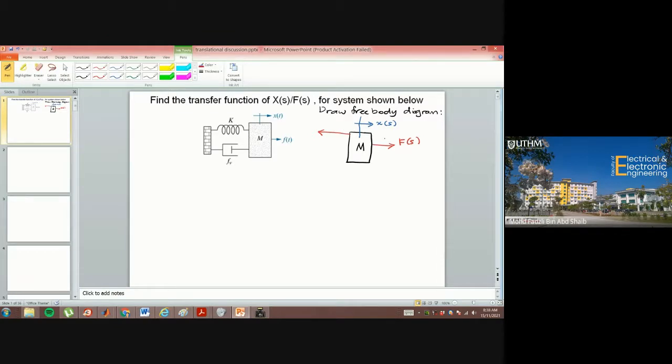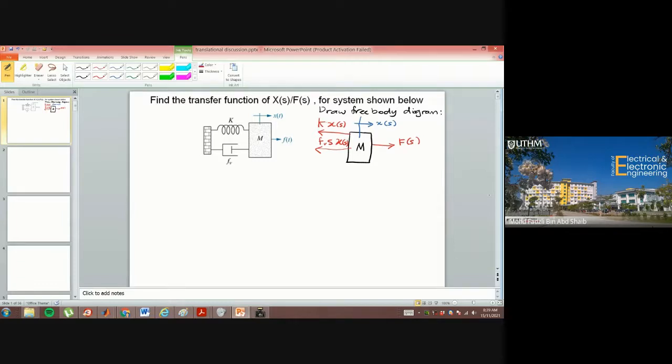Everything we need to times with direction. We times with XS, except the force; the force we do not times with XS. K times XS. Then what else do we have? We have FV. For FV we need to times with S, and also times with XS.